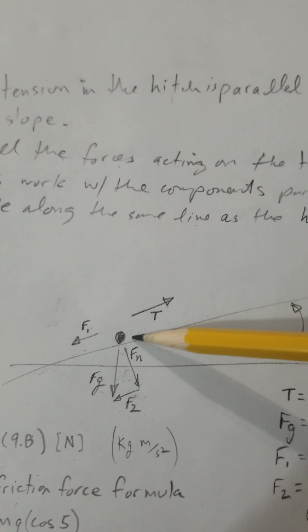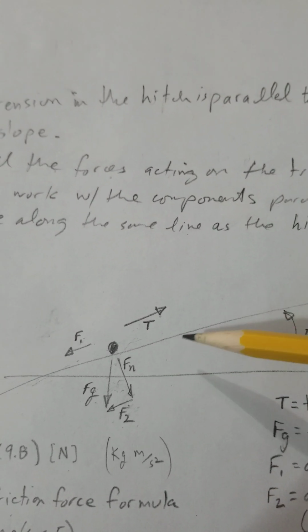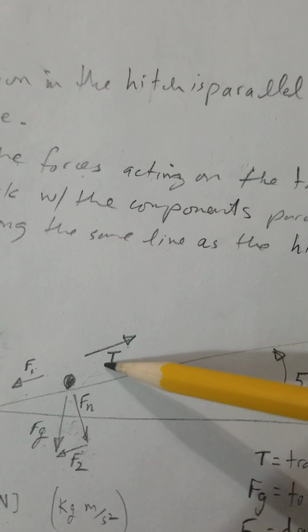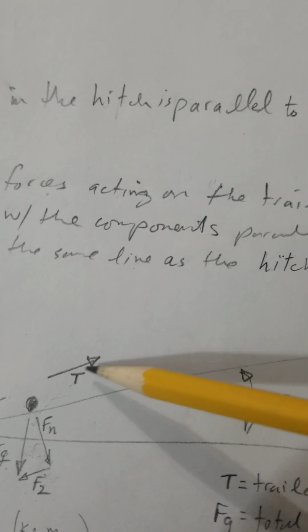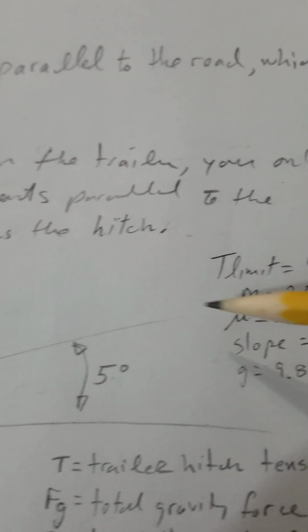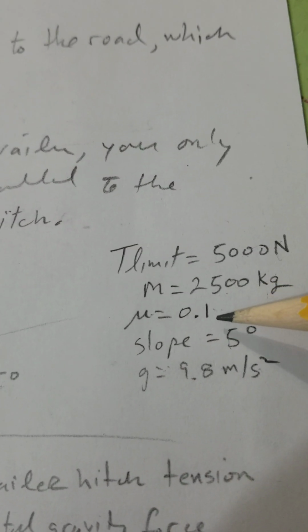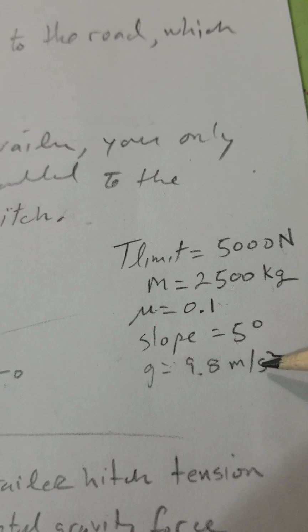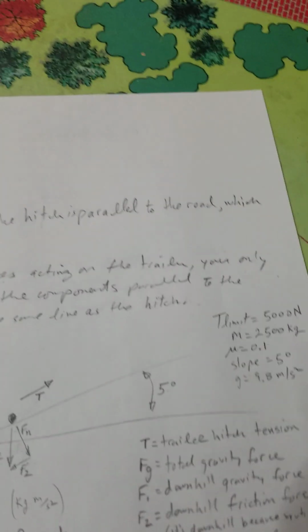All right, we're given the trailer, which is this mass here on the slope. We're given the 5 degrees. Actually, we're just given these things. We're given the limiting tension, the maximum allowable tension in this trailer hitch, 5,000 newtons. The mass of the trailer is 2,500 kilograms. Coefficient of friction, 0.1. Slope 5 degrees. And then we have to know 9.8 meters per second squared, that's the acceleration due to gravity, and that's what we use to calculate some forces.